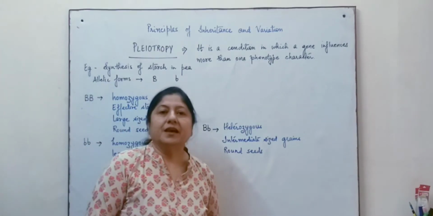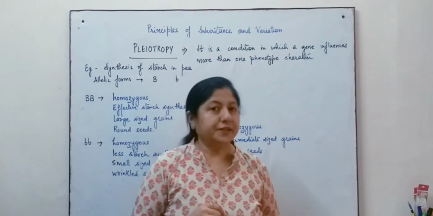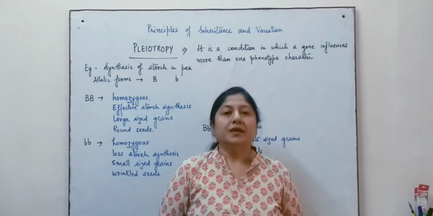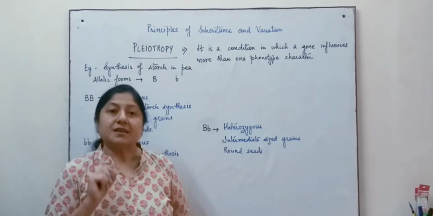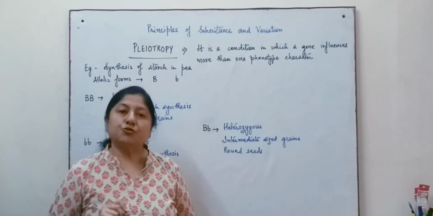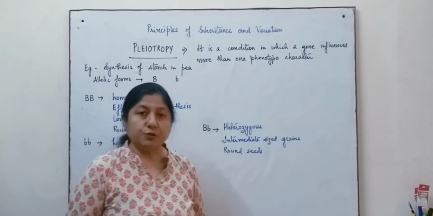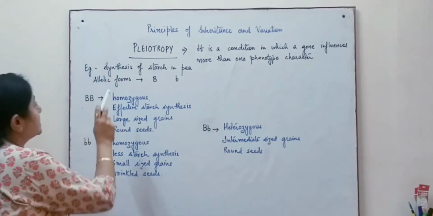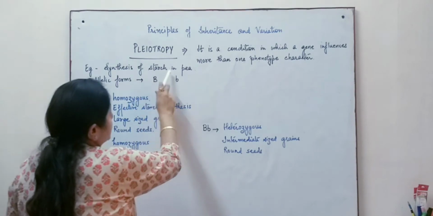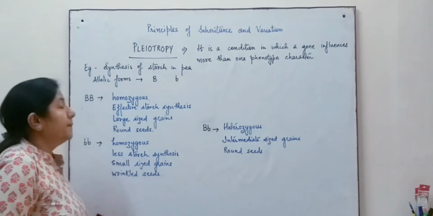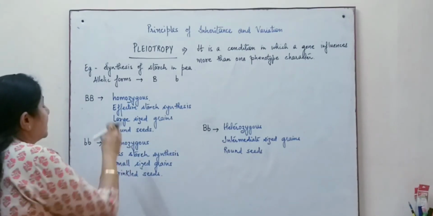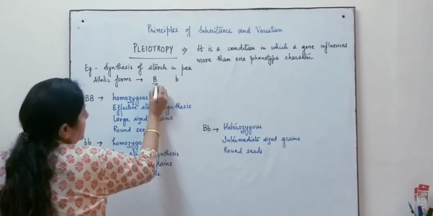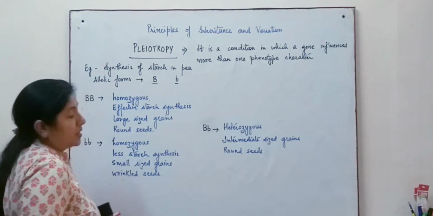Let us study another type of inheritance pattern, that is pleiotropy. In pleiotropy, the gene is responsible for controlling more than one phenotypic character or phenotype. So, we are taking the example of synthesis of starch in pea. The pea plant has two allelic forms for this, that is capital B and small b.